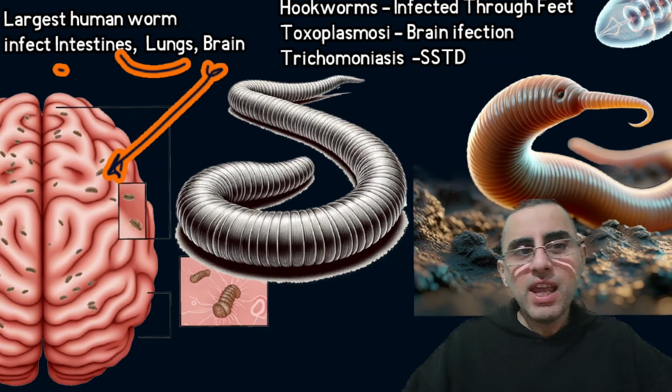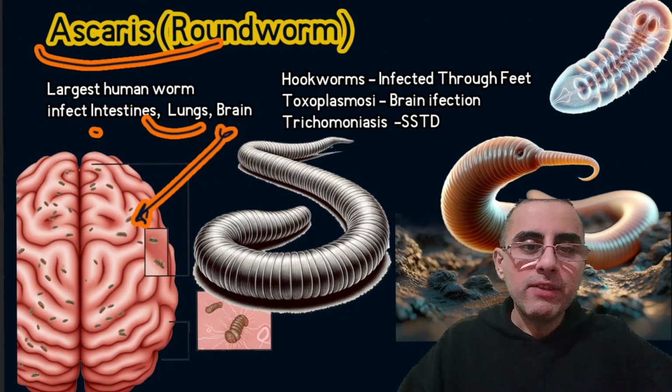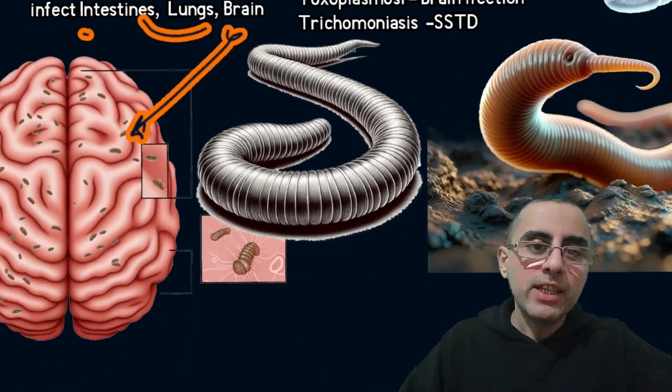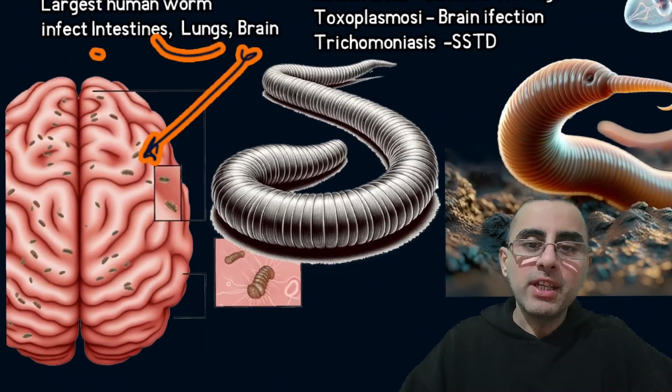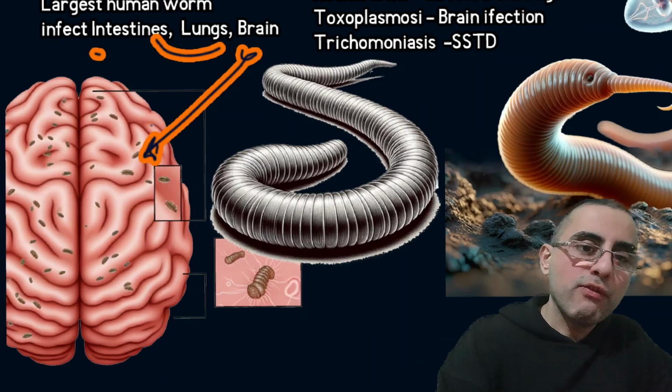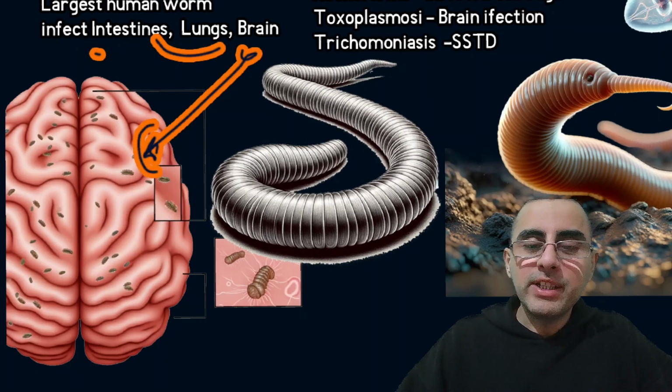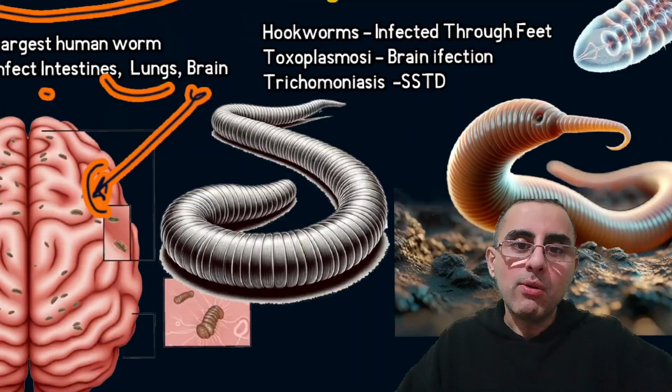But when we say that this worm infects, for example, the brain, it does not mean that the worm lives in the brain. It's the larval form. It's not literally the worm. It's the form of larva, a stage of development of this worm.